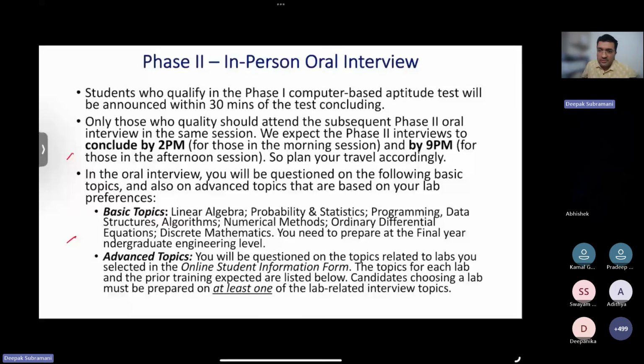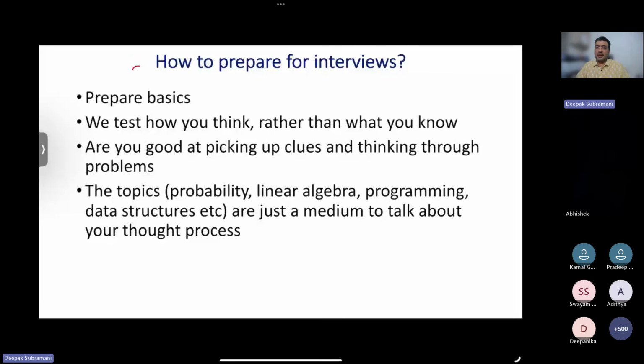Now, general advice on how to prepare for interviews. So please prepare the basics. So that is basic mathematics from that list of subjects. What do we test for? We actually test for how you think rather than what you know. So the goal is not for you to remember 100,000 things and recollect. For that we have LLMs, so they will retrieve information from the internet. We do not require human beings to retrieve information and regurgitate in front of a committee. That is not what we are looking at.